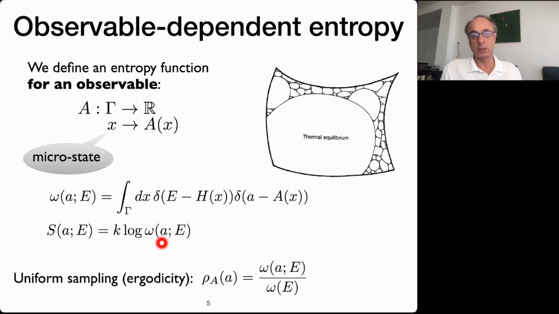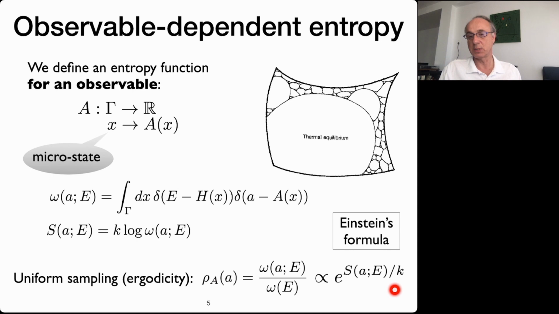If we use now the expression for the entropy, this is proportional to the exponential of the entropy divided by Boltzmann constant. And this is an old result which is known in some textbooks as Einstein's formula, because Einstein used this formula before 1905 to study fluctuations in statistical mechanics.